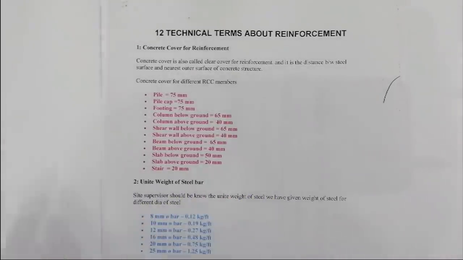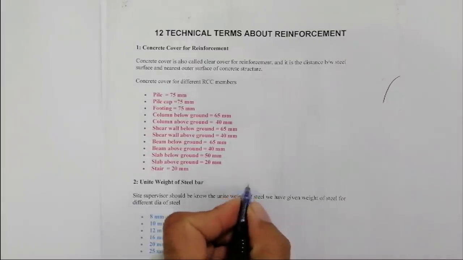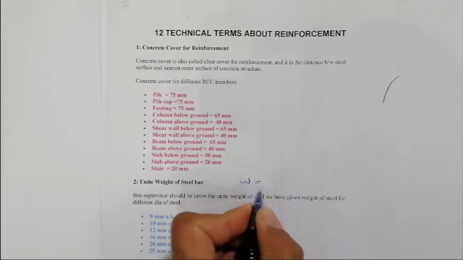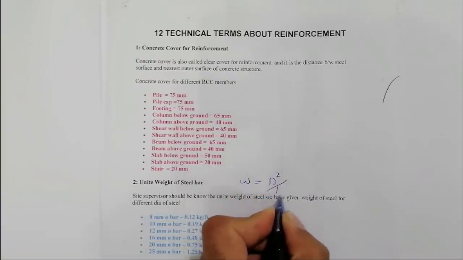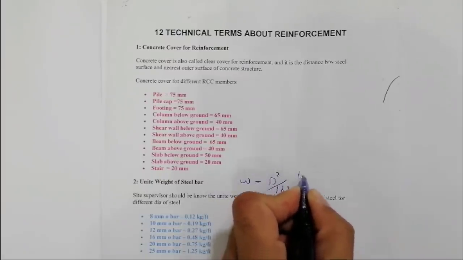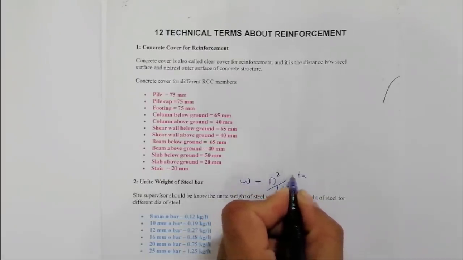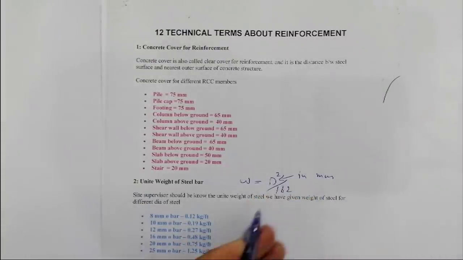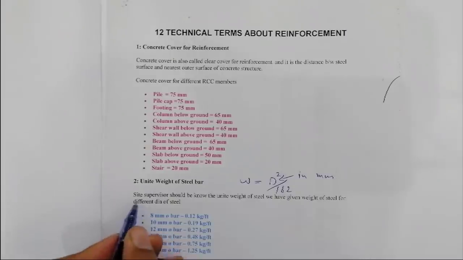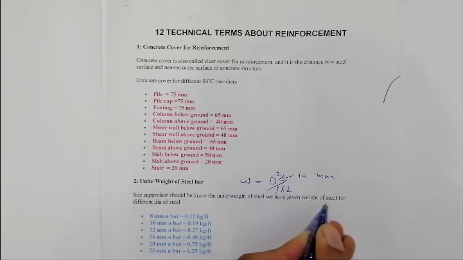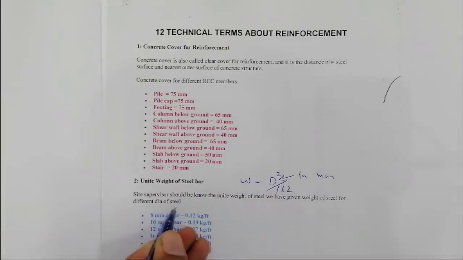So what's the unit weight of steel? I've already discussed many times that we can find the unit weight of steel with the formula weight equals d square divided by 162, where d is the diameter of steel in millimeter. The diameter should be in millimeter, so you can use this formula. A site supervisor should know the unit weight of steel. We have the given weight of steel for different diameters.